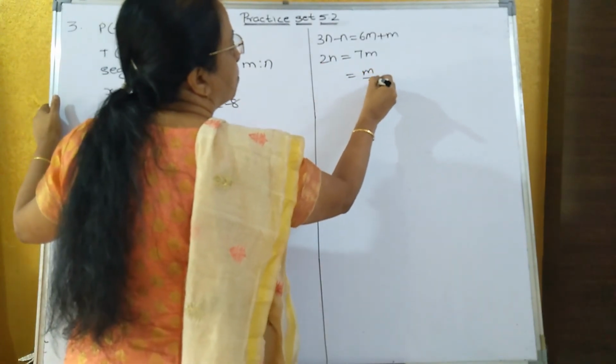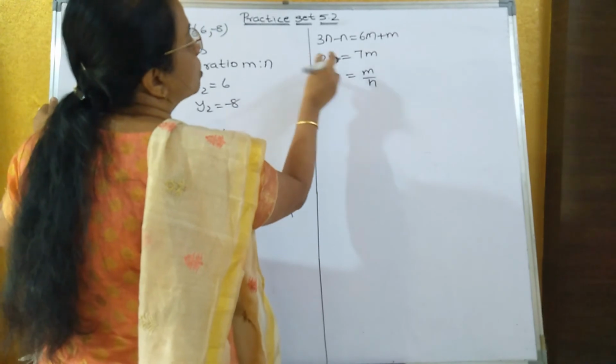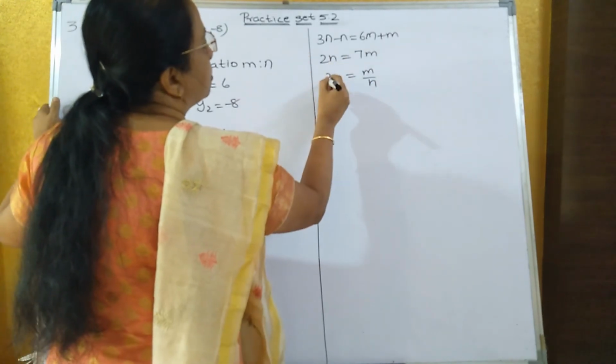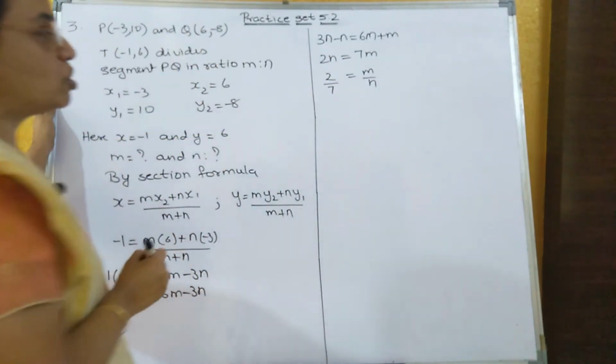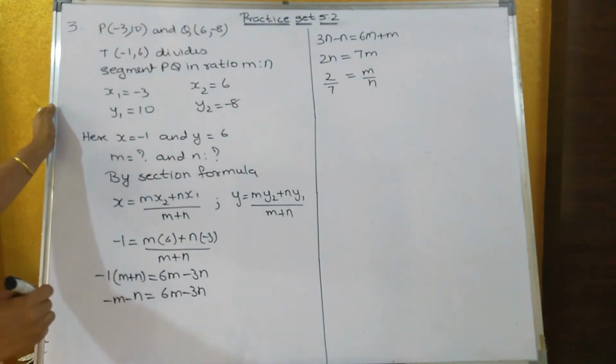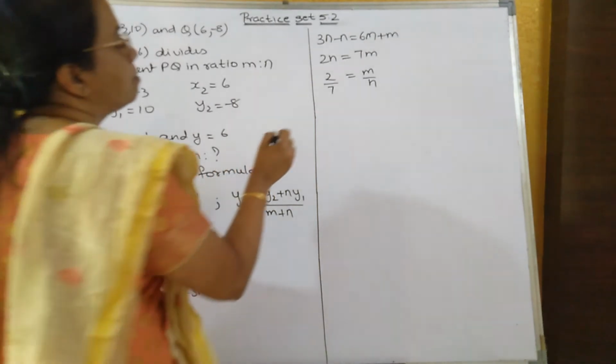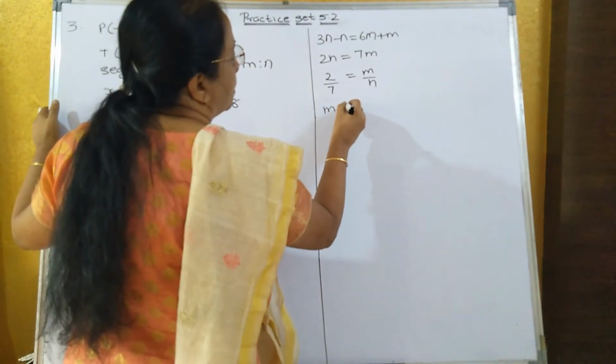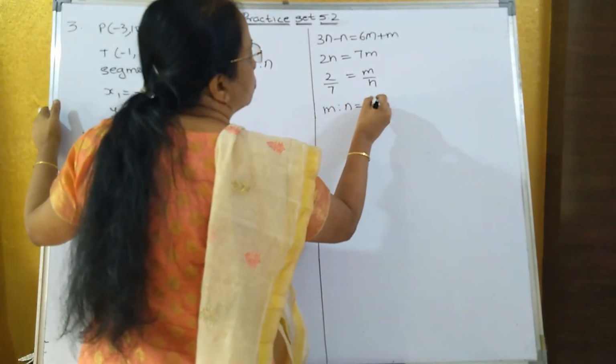So m upon n is equal to what? 2 is already here only, and bring the 7 below. 2 upon 7. So m upon n, or the ratio m is to n, is 2 is to 7.